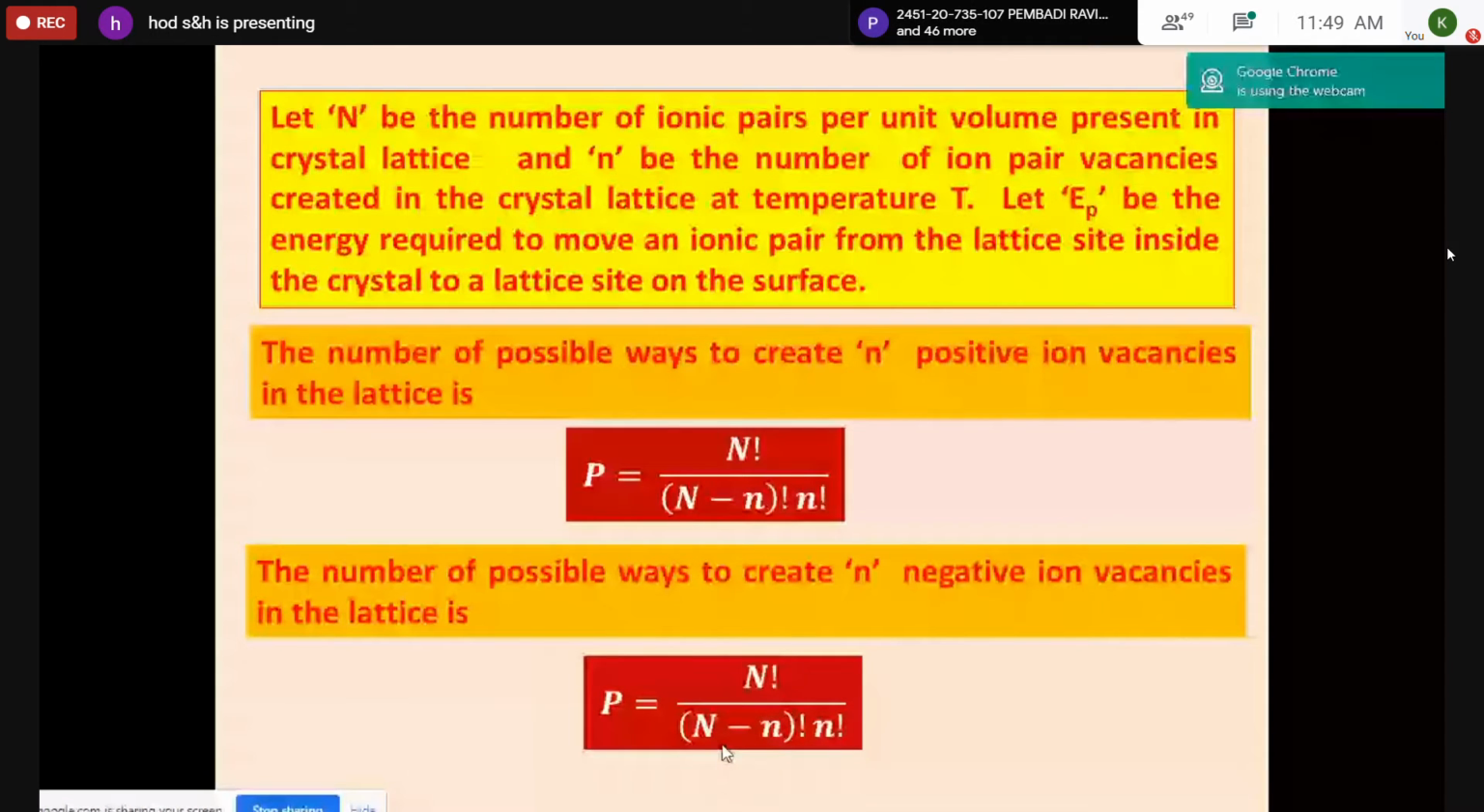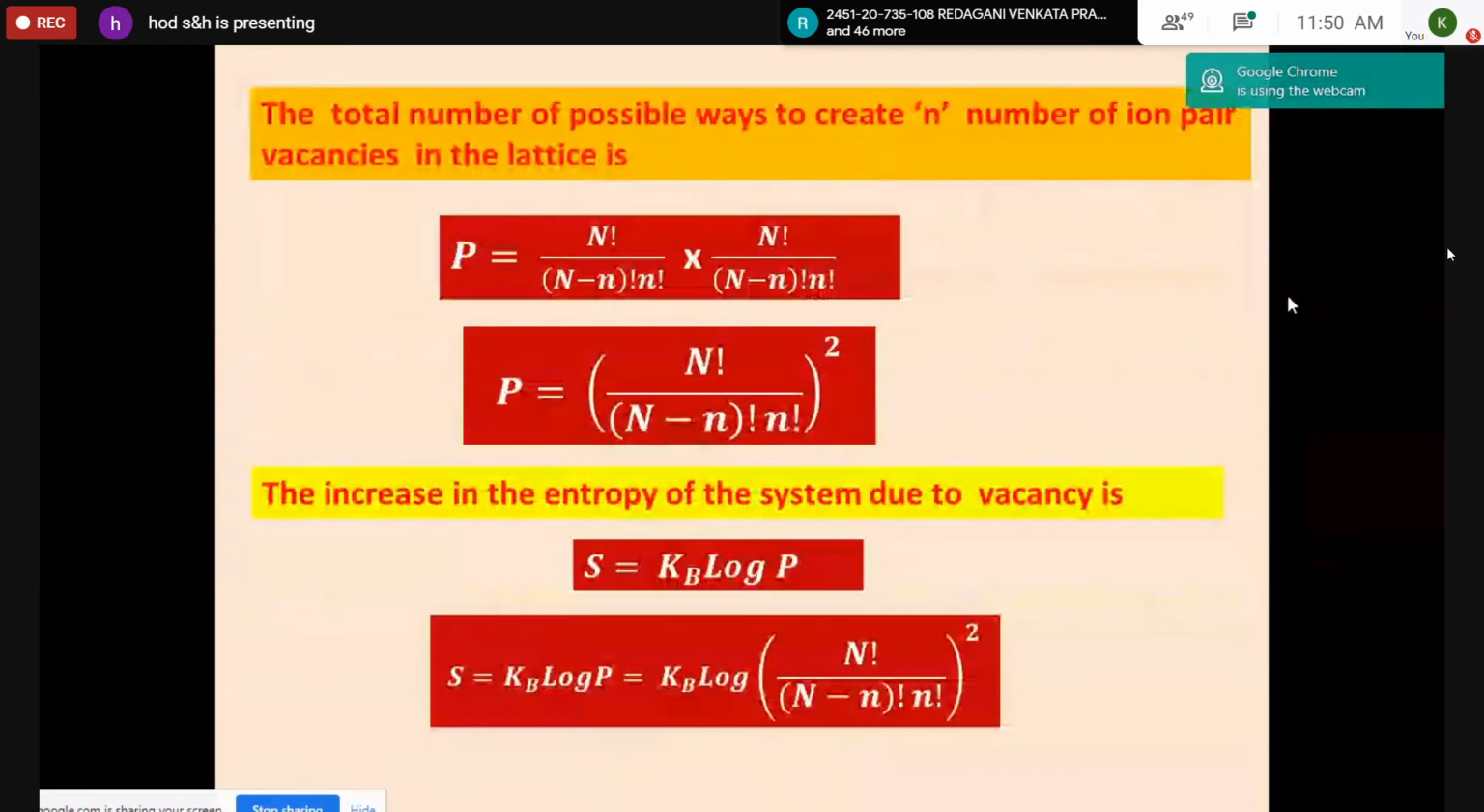So the total number of ways these ions can be arranged is the product of these two, and you arrive at P equal to N factorial by (N minus n) factorial into n factorial, whole square. Whenever there is some disorder, entropy is there. So the increase in entropy is represented, according to Boltzmann's law, by S equal to Kb log P, where Kb is the Boltzmann constant and P is the number of ways.